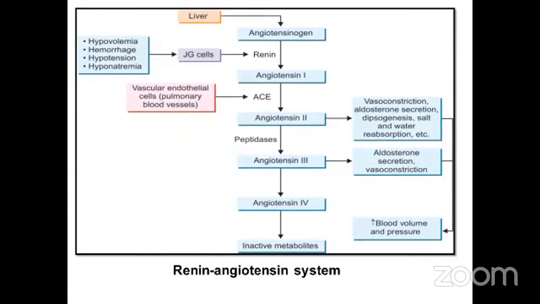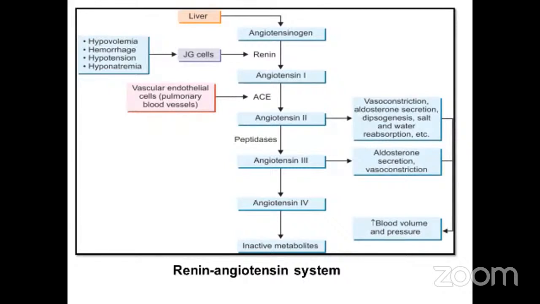Angiotensin 1 is also an inactive form. It is converted by angiotensin converting enzyme, which is secreted by the endothelial cells of the pulmonary blood vessels, into angiotensin 2, which is an active form. Angiotensin 2 causes vasoconstriction, aldosterone secretion, and salt and water reabsorption. Because of the vasoconstriction, there is an increase in blood pressure. Aldosterone secretion and sodium and water reabsorption increase the blood volume.